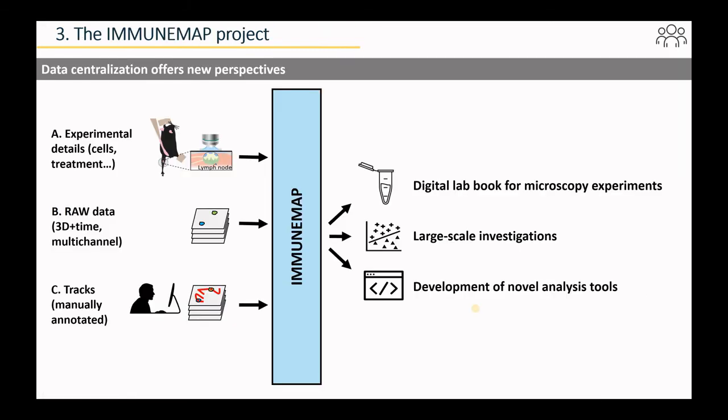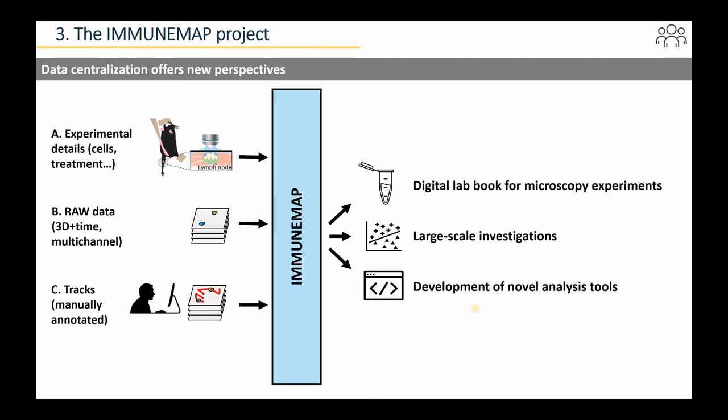Data availability is critical for the successful application of computer vision for the analysis of microscopy videos. For this reason, we started a project called IMMUNEMAP, in which we want to centralize on a cloud platform videos capturing immune cells in vivo. So researchers can upload experimental details, raw data, and benefit of a crowd service to track the cells.